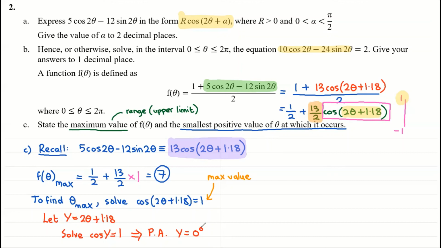In fact, this is in radians, isn't it? 0 radians. So it's 0 radians because you know the cosine function begins at a maximum, doesn't it? So we know it's 0. If we add this to a CAST diagram, perhaps we can figure out what the least positive value of theta would be. So let's draw the CAST diagram now.